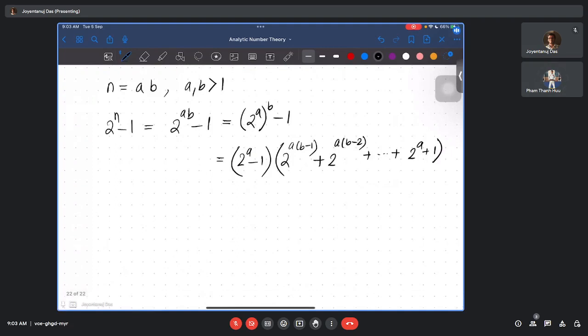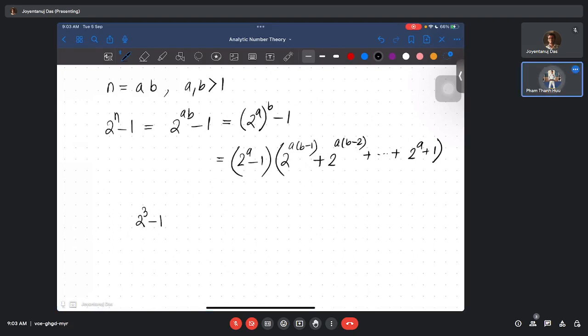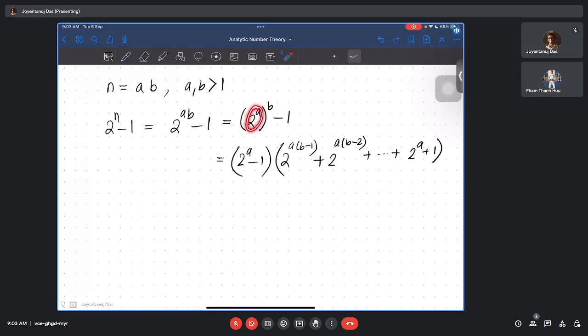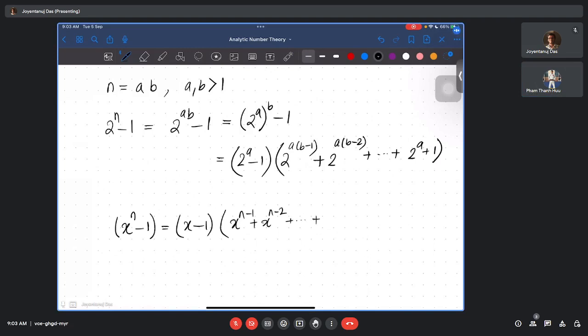You know the factorization of x power n minus 1, like 2 cube minus 1, right? Here this quantity you can just take as a variable. So x minus 1 times x power n minus 1 plus x power n minus 2 and so on. This factorization you know, right? Now just substitute x equals 2 power a and n equals b. Then you can see that it is the same.